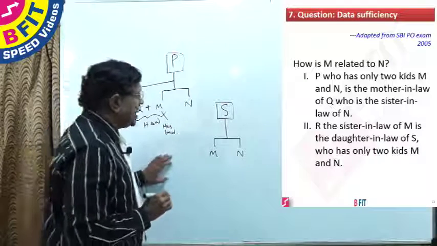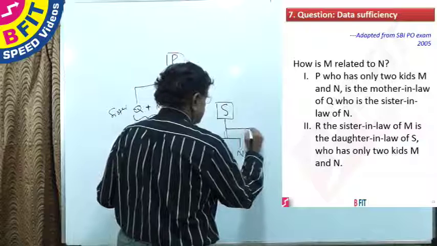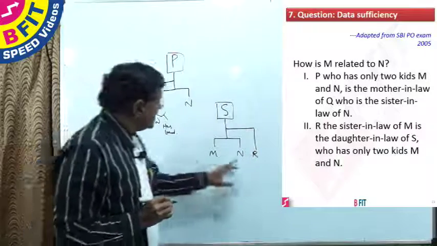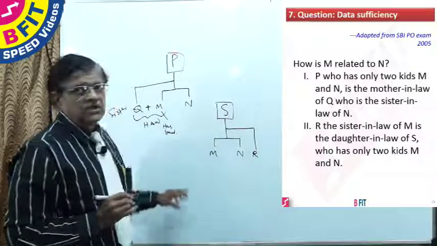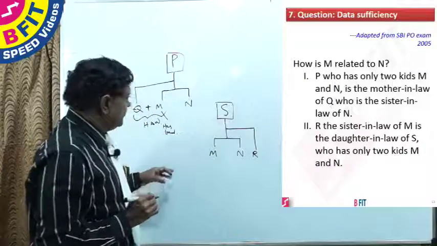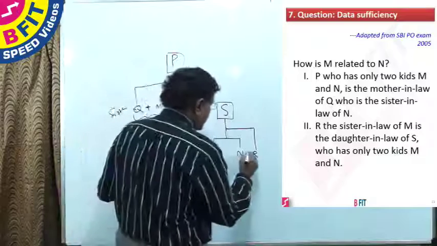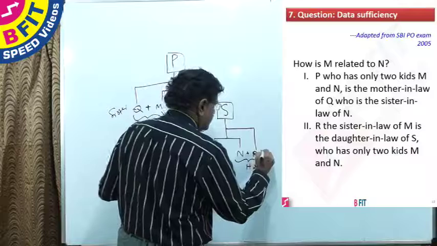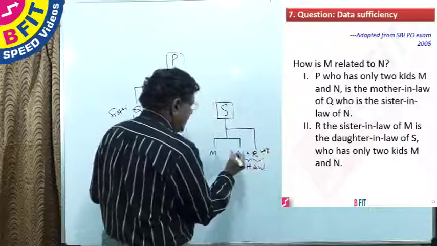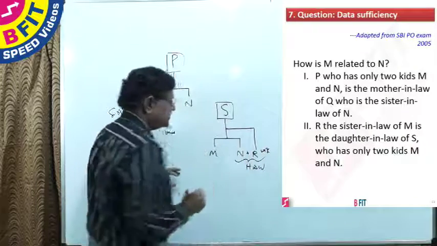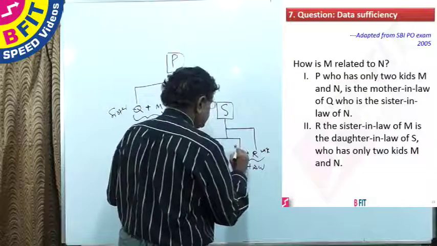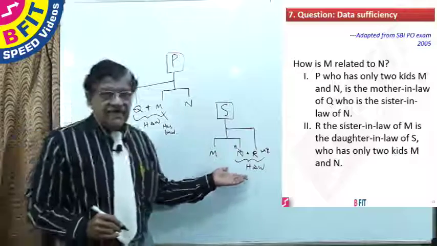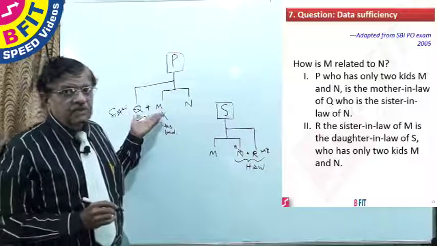R is the sister-in-law of M, who is also the daughter-in-law of S. So here also we can come to the conclusion that N and R must be husband and wife. R is the wife because she is the sister-in-law, and N must be a man, and he is the husband.